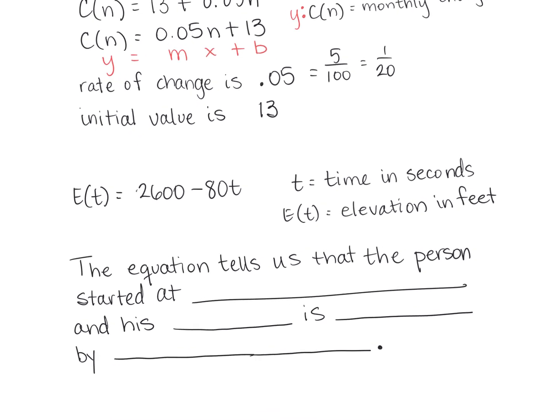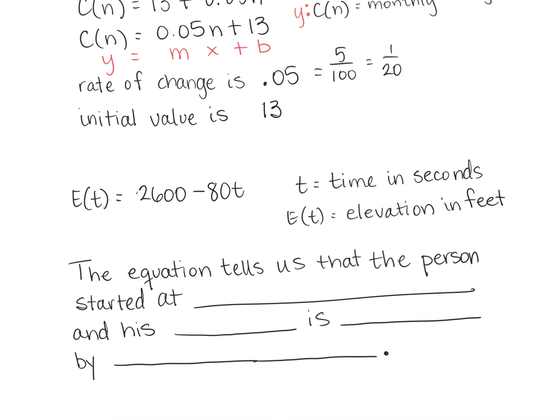All right, another one that we have has an elevation. E of t is my elevation in feet. So this is my y value. And then my t is time in seconds, so that would be my x value. So as I look at this equation that they've given me, I have E of t is equal to 2,600 minus 80t. So I'm going to write that so that it has my slope first. So I have negative 80t plus 2,600. And I know that that is the same thing as y equals mx plus b.